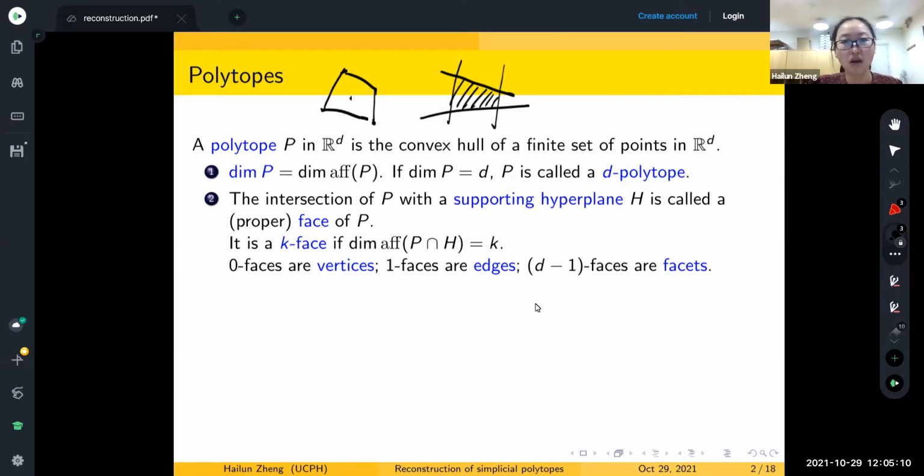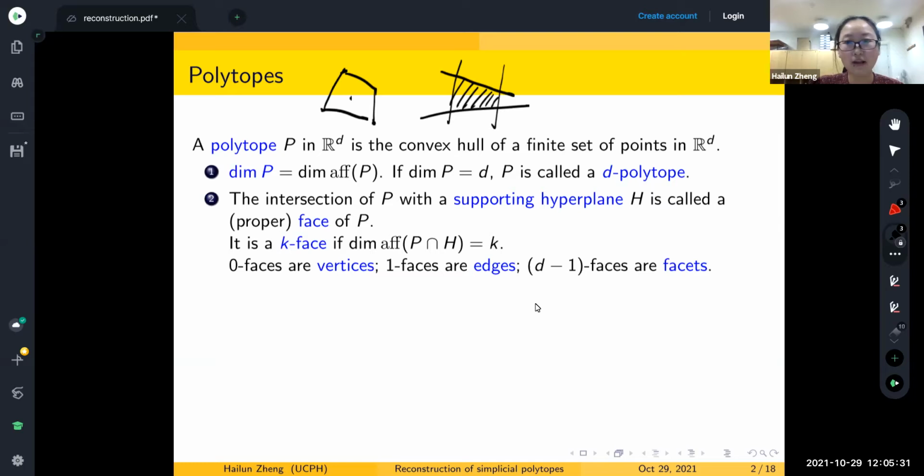The first one, the dimension of the polytope, is just the dimension of the affine span. If the dimension is D, then we call it a D-polytope. For example, here you see these are two-dimensional polytopes, or just 2-polytopes. And also we are going to define faces of the polytopes.